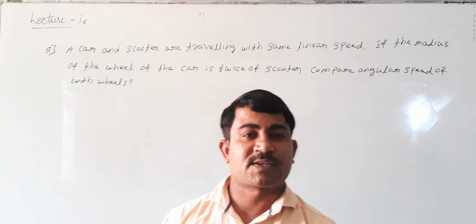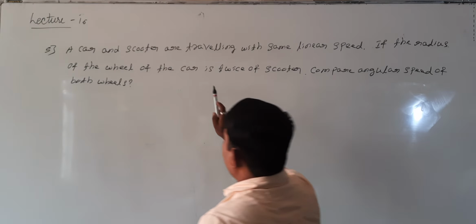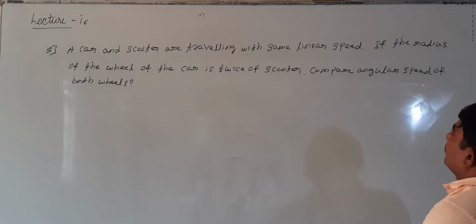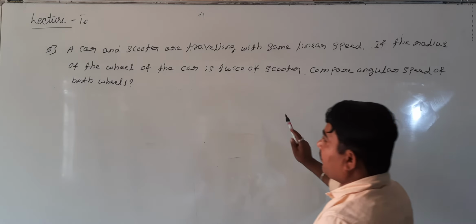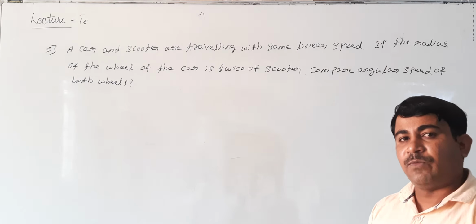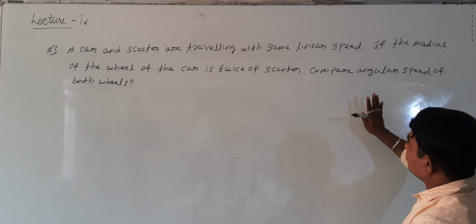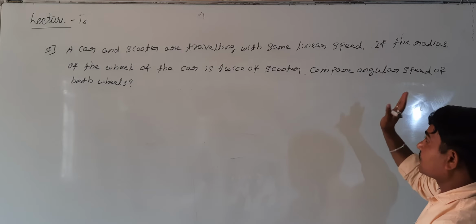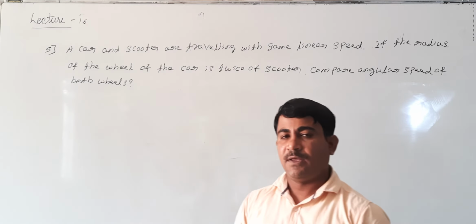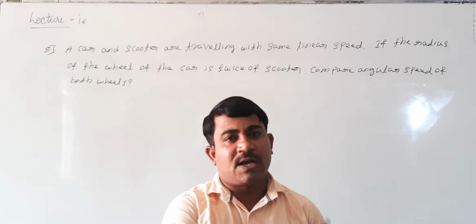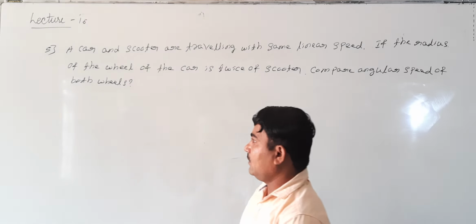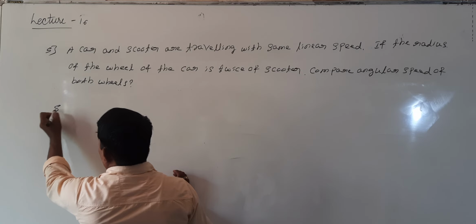Okay, students. Next numerical. A car and scooter are traveling with the same linear speed. If the radius of the wheel of the car is twice that of the scooter, compare the angular speed of both wheels. Question is very simple. Two vehicles are there. One is the car and second one is the scooter. Both are moving at the same linear speed. Shall I go for the solution directly?